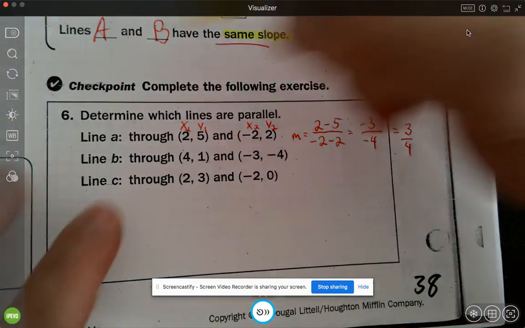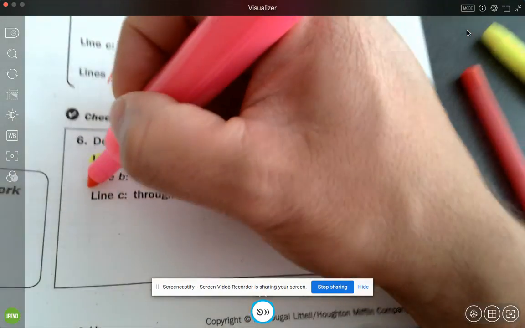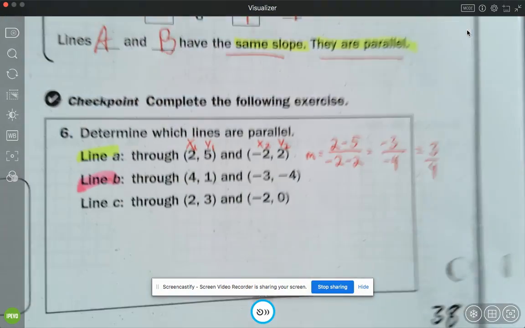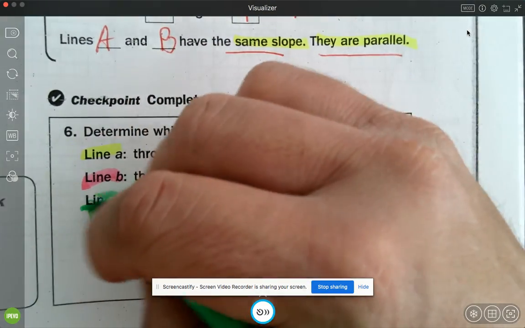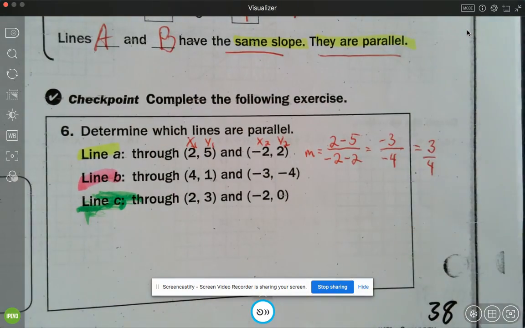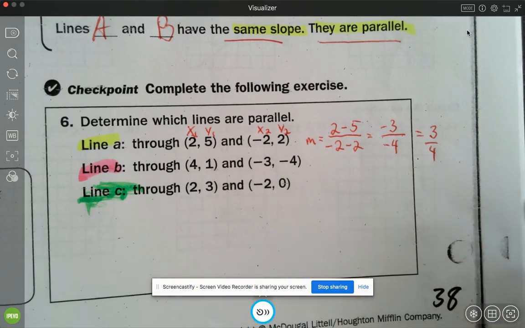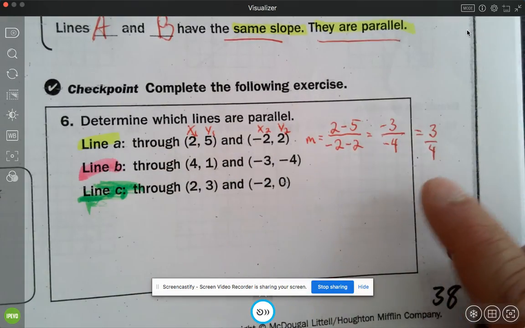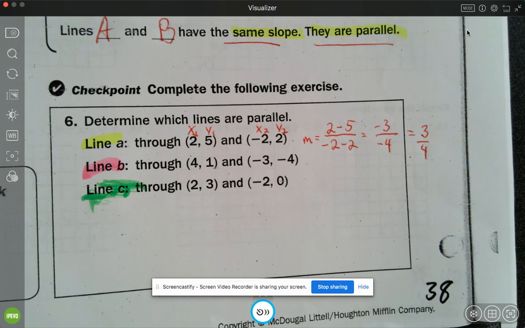Okay, so if I keep the color the same, this is line A. Line B I did before, sorry, in pink, and this one's line C. Just broke my highlighter. So I'm going to have you pause the video, and I want you to figure out which lines are parallel. And here again, you're looking for slopes that are the same. So good luck with that.